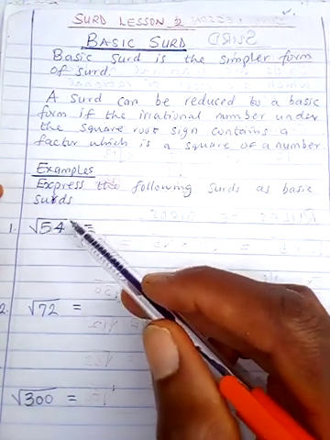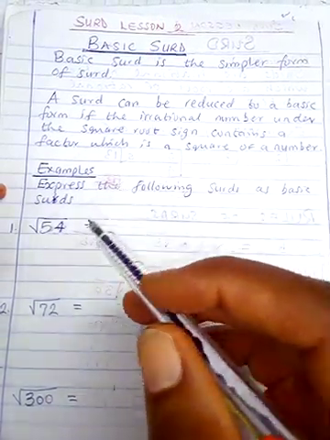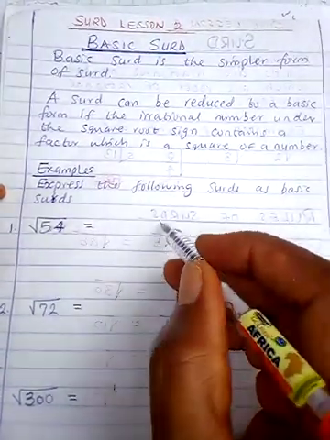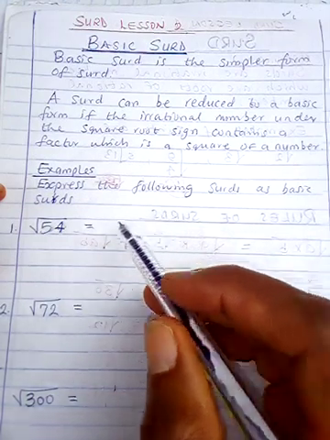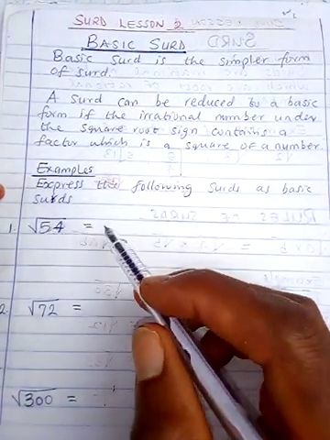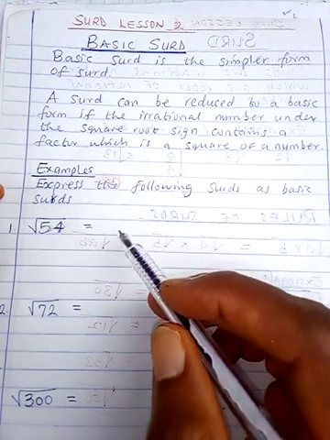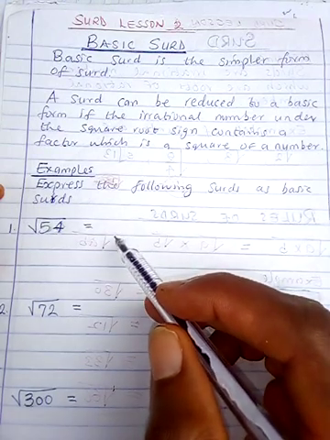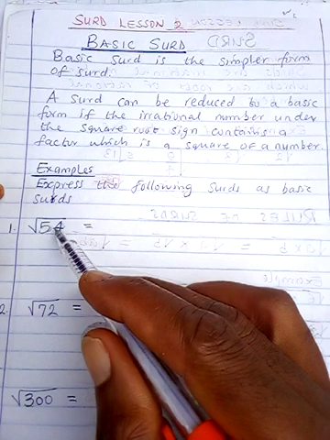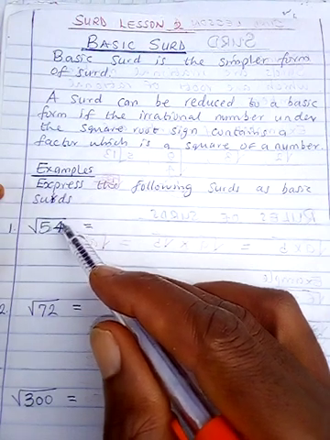We have 1 times 54. We have another number, 9. But we are going to find the product of 54, and in that product, one of the factors must be a perfect square. That is the condition that can make us simplify or write a surd in a basic form.